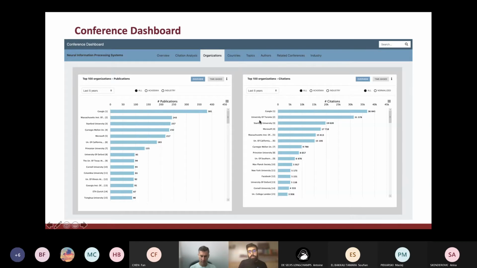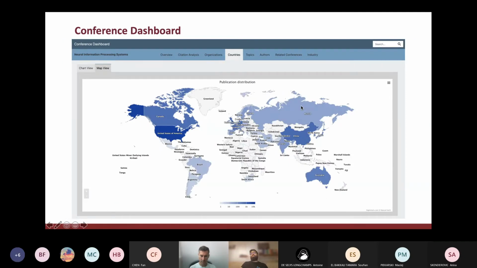The same applies for the citations. So this gives an opportunity for all people that want to analyze conferences and make sure that a conference runs well, or assess the conference. And this is a way of doing that.